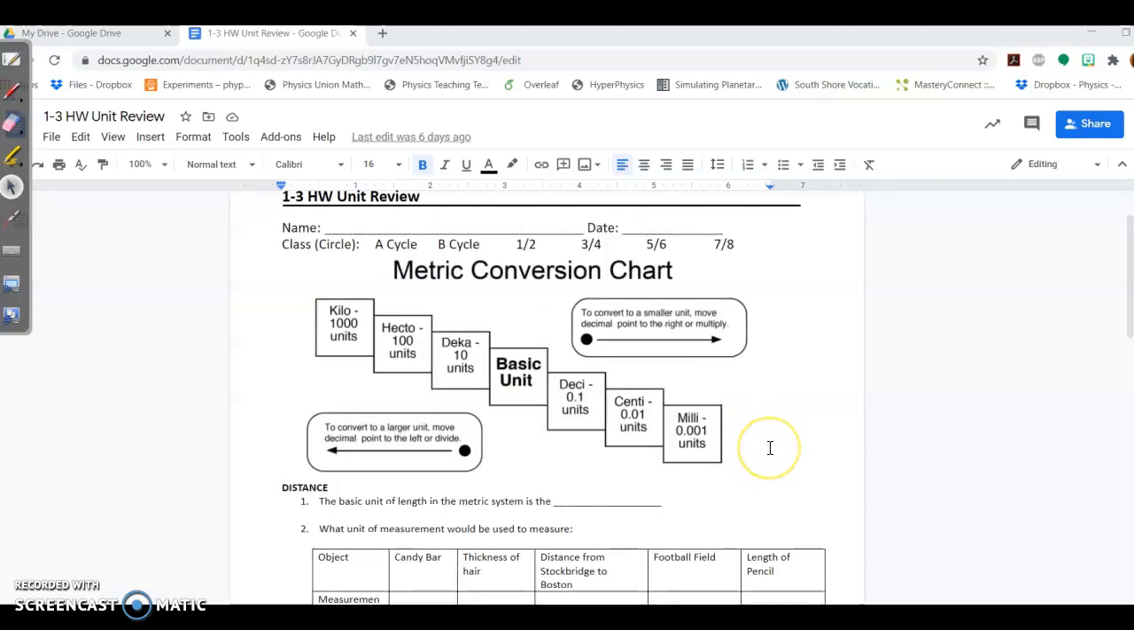We're going to sing our funny little song. King Henry died by drinking chocolate milk. So kilo, hecto, deca, basic unit, deci, centi, and milli.